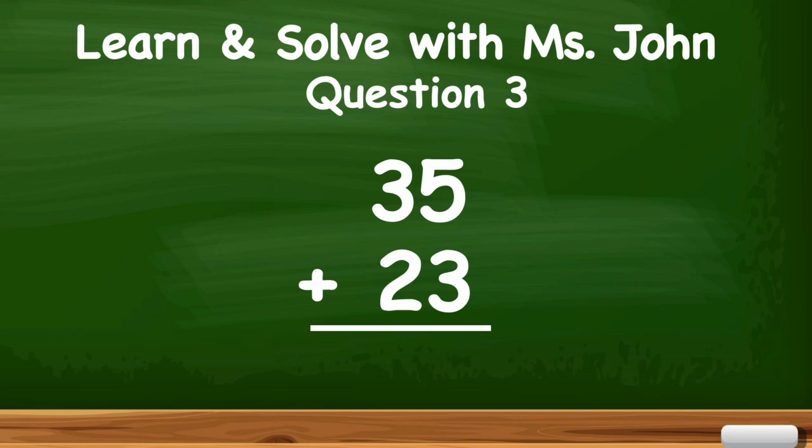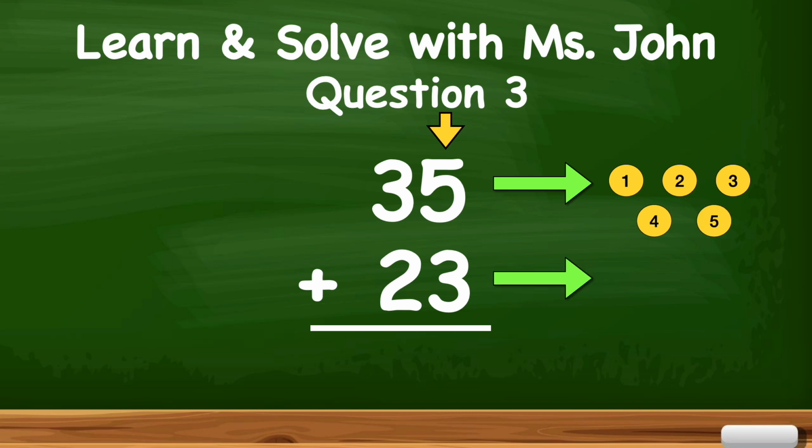So we're going to add up the numbers in the ones column and then the numbers in the tens column. So we're going to start with 5 plus 3. By the first arrow, we're going to place 5 dots. 1, 2, 3, 4, 5. By the second arrow, we're going to place 3 dots. 1, 2, 3. Now it's time to add up and count the total number of dots we have.